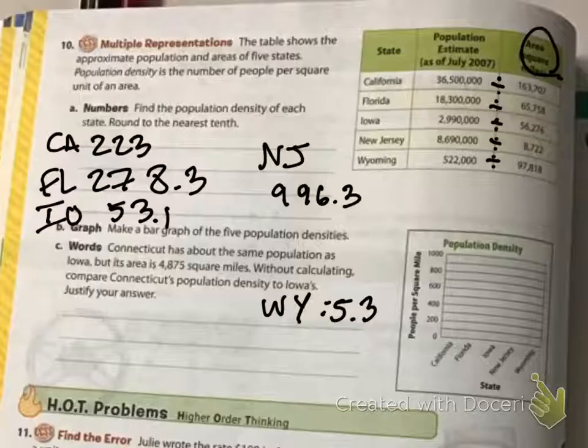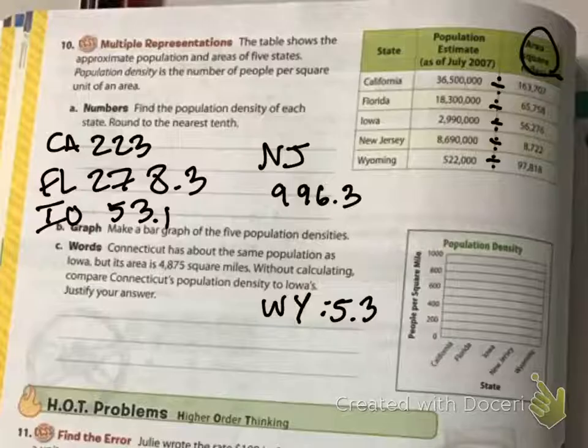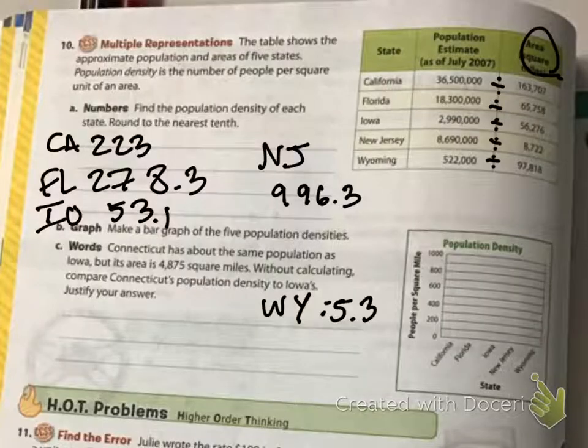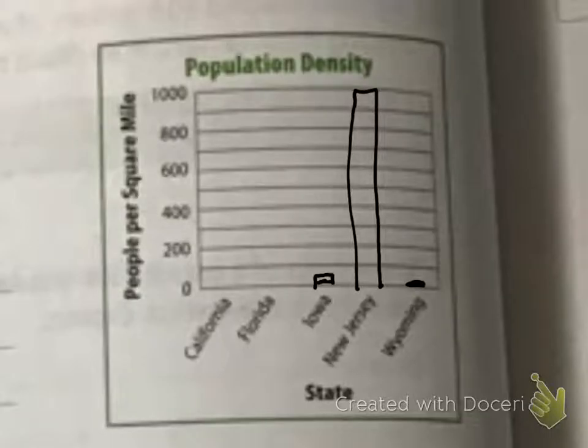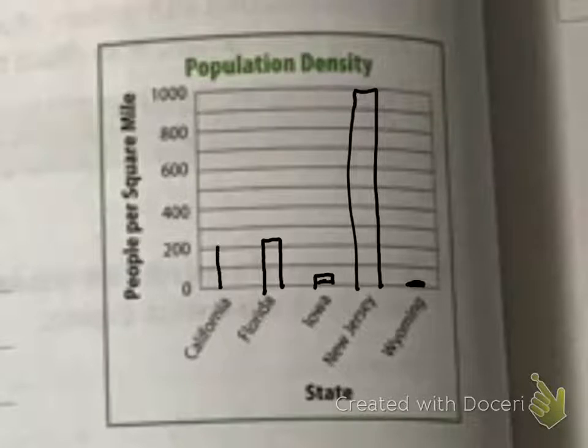Now, New Jersey, as we saw, had 996. The top of this graph is 1,000. New Jersey's going to be like that. Iowa has 53. The middle line is 100, so we're only going to go up to the middle, but before that middle line. Florida has 278, so we're going to go to about there, and California has 223. So we're going to go to about there. That's really what your graphs are supposed to look like.